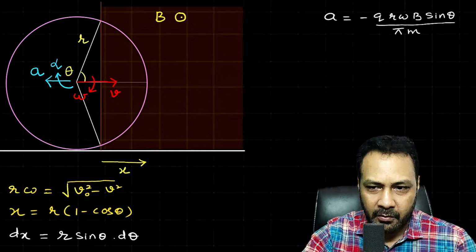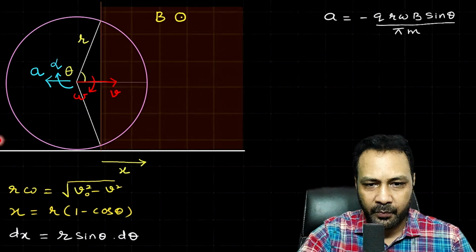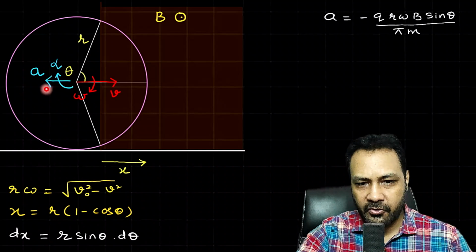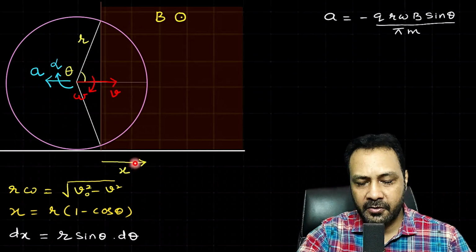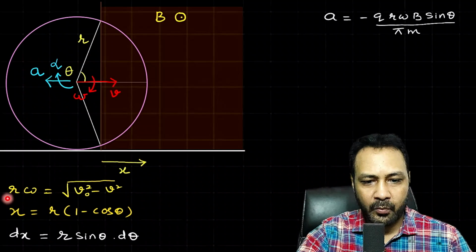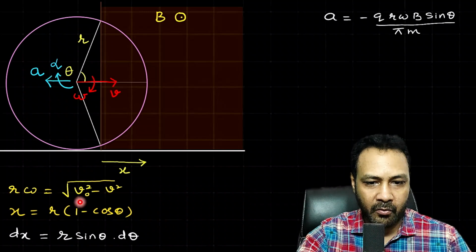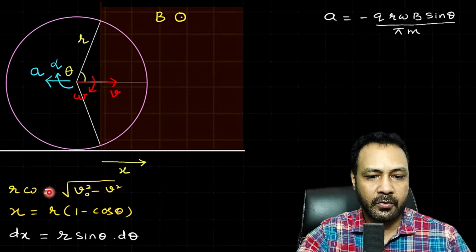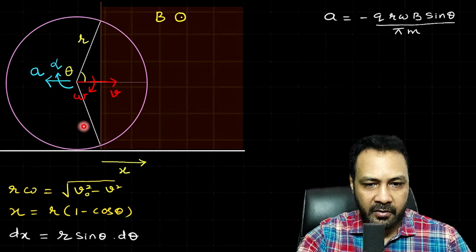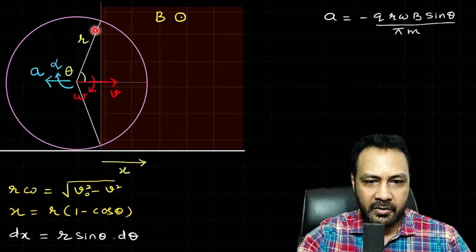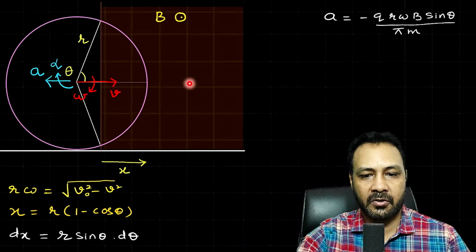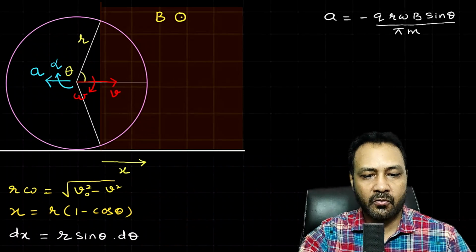Now the last thing that we've got. So now once again let's go here. This is again the general situation. Already it has entered distance x. R omega at a general moment was square root of v naught square minus v square. X we had written in the beginning. Once again you can see this is r, this is theta, so this will be r cos theta. So x is equal to r(1 minus cos theta).